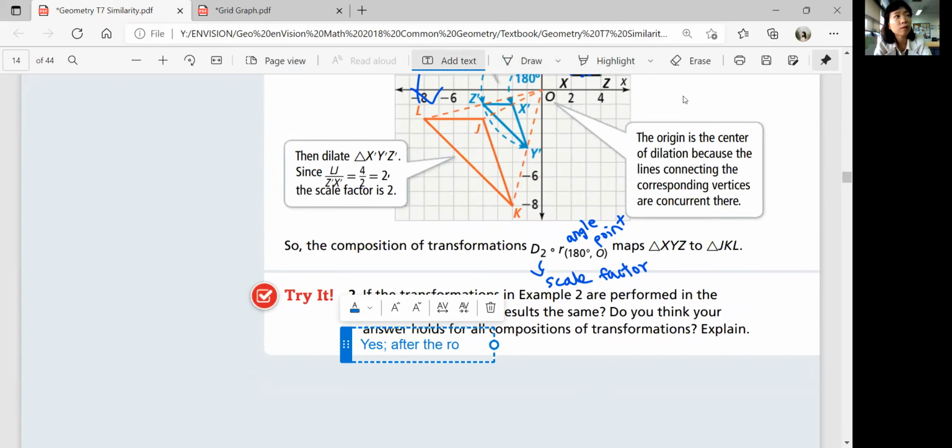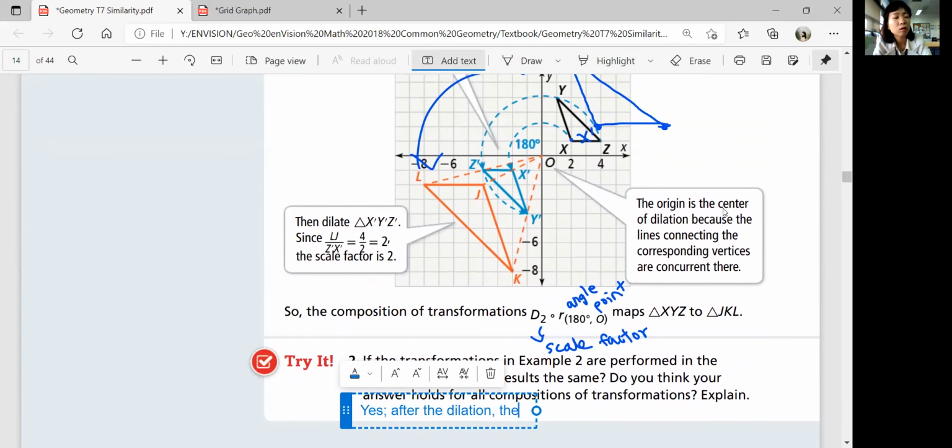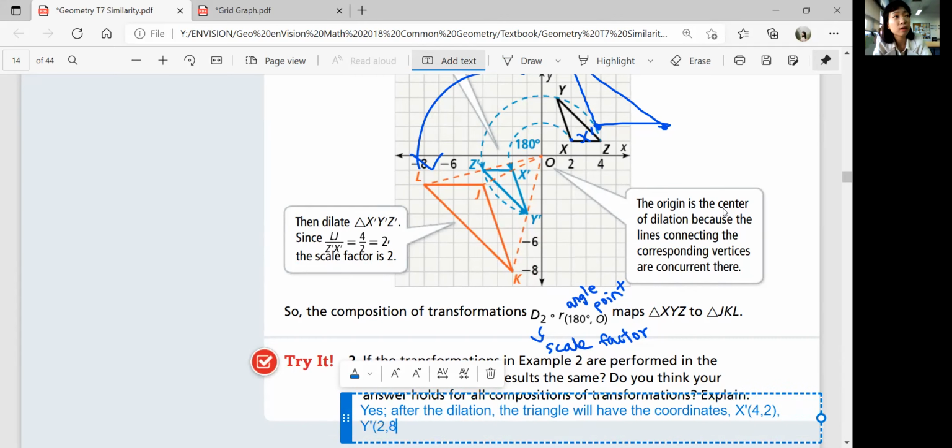After the dilation, the triangle will have the coordinates X prime (4, 2), Y prime (2, 8), Z prime (8, 2). Okay.